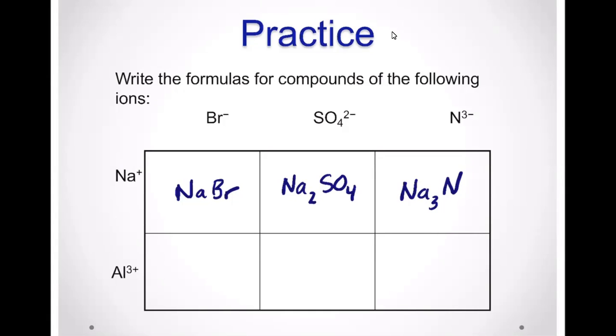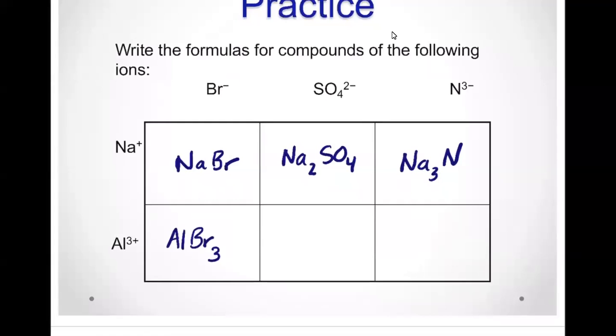All right, so why don't you pause the video, try aluminum on your own, and then start the video again. Okay, so now we have aluminum. That's the cation, so that one's written first. It's a 3+. The bromide is a -1, so we'll need 3 of those. Now this one has aluminum 3 plus and sulfate 2 minus.